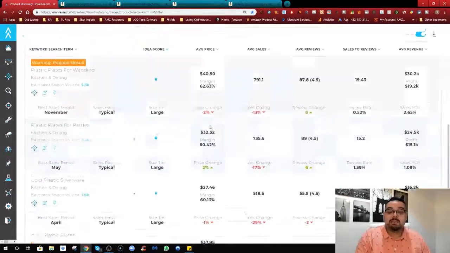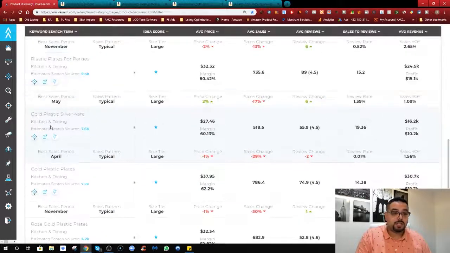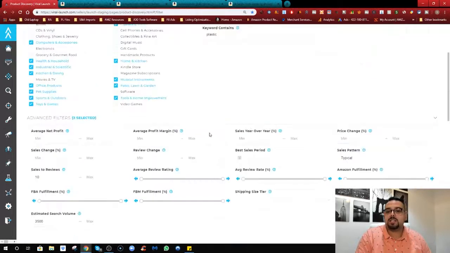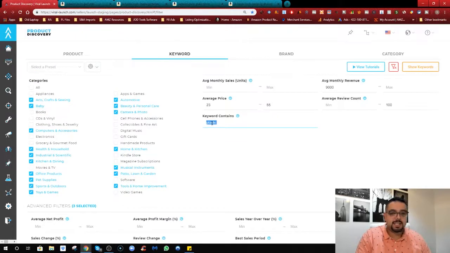I can do the same thing with, for example, everything with plastic in it. I can do stainless steel, I can do massage, I can do camping, whatever it is, do it and you will find a product within that specific niche. See that? That's a really, really cool idea.